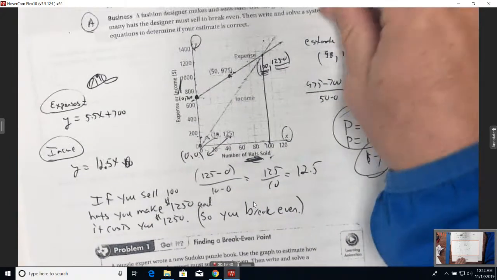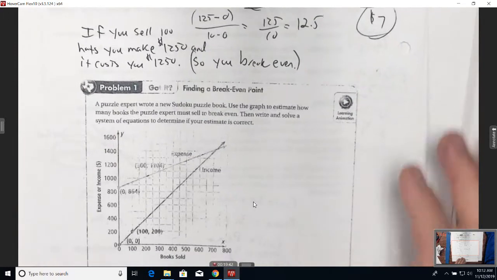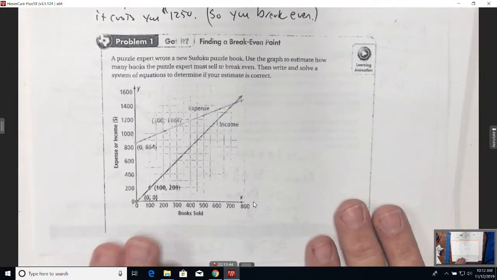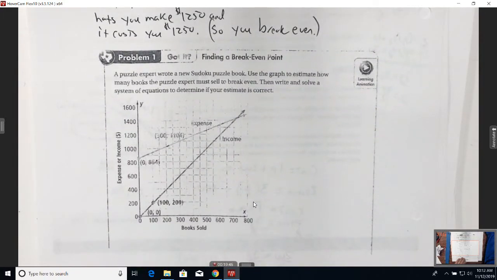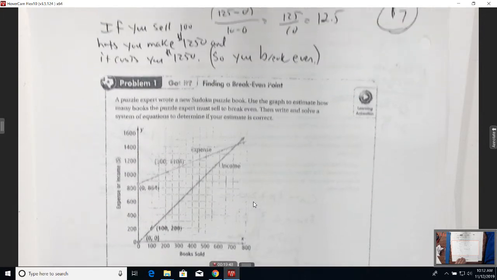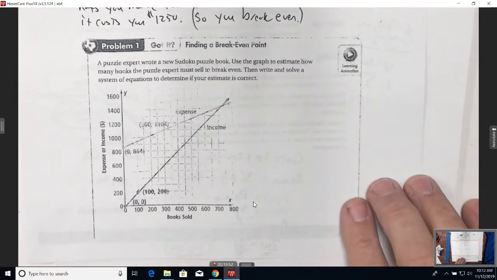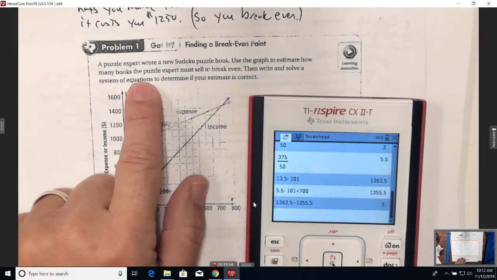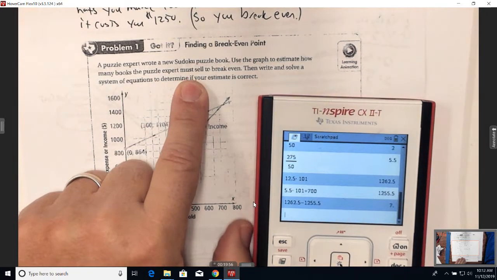Okay, so let's do one more, and then we'll go to a different type of problem, because this is probably how you're going to use it more in the real world than anything else. A puzzle expert wrote a new Sudoku puzzle book. Use the graph to estimate how many books the puzzle expert must sell to break even.